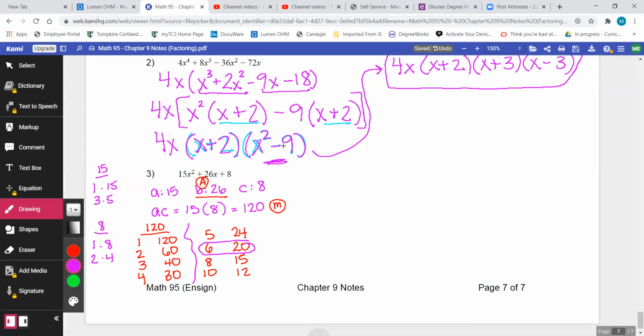So we have to do that step where we take what we had originally for our polynomial and we split that middle term into 2 terms using the numbers we just found. Okay, so 15x squared plus 6x plus 20x plus 8. So now I'm going to use factoring by grouping.